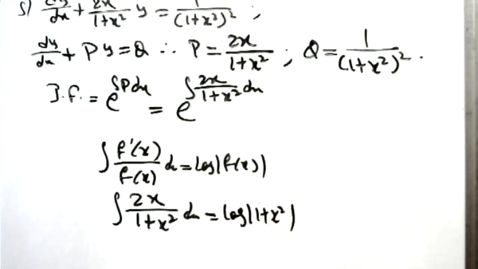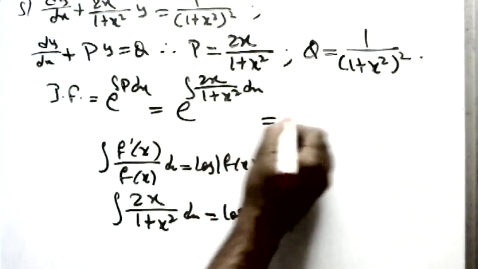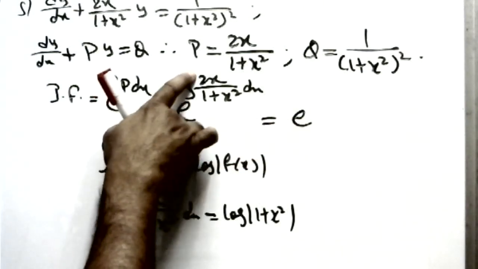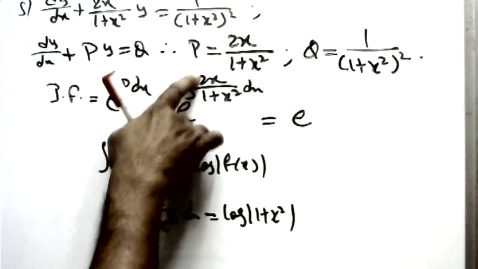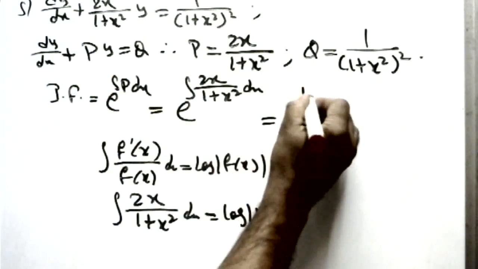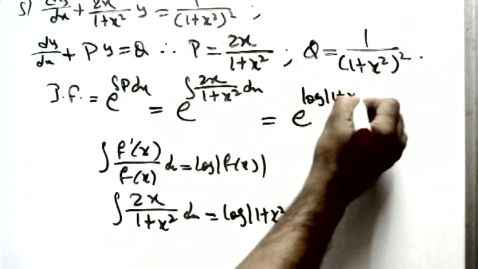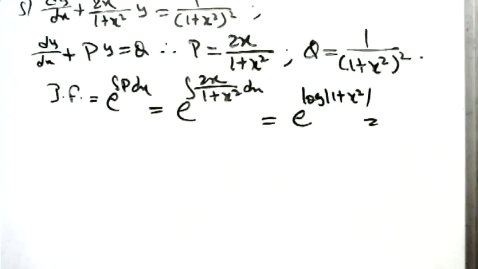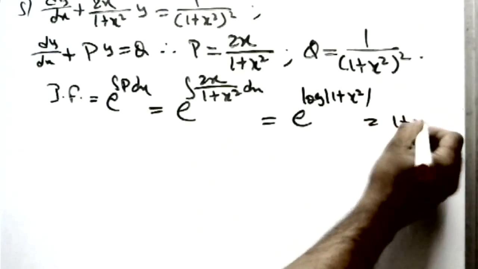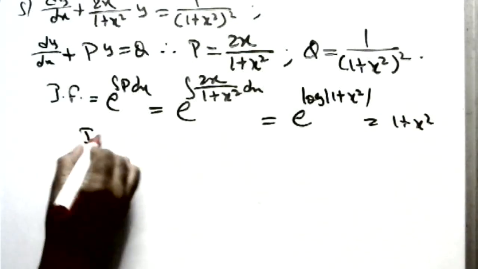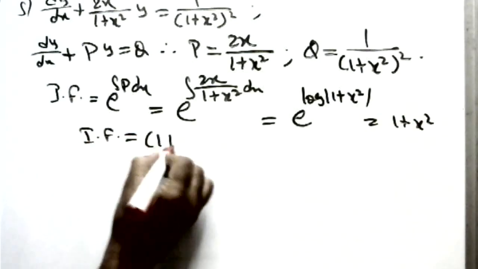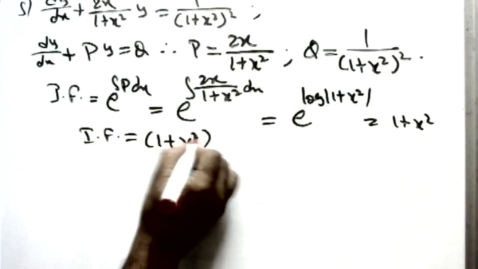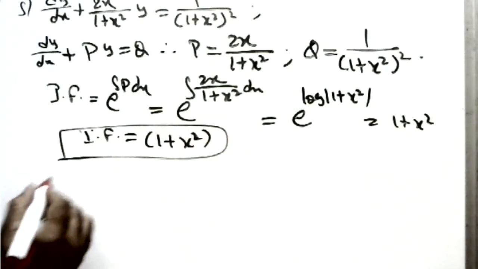So we get log of mod f of x. So e to the power of integration of f dash x by f of x is e to the power of log of mod f of x. Now from the starting we are discussing this log, and e will get cancelled. So what is left here? 1 plus x square. So we got the first step, the integral factor, 1 plus x square.